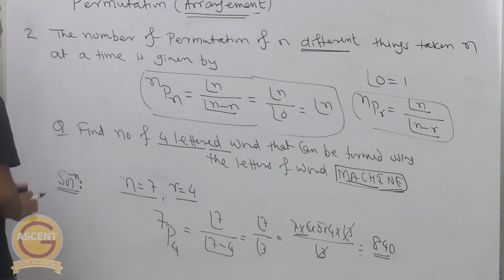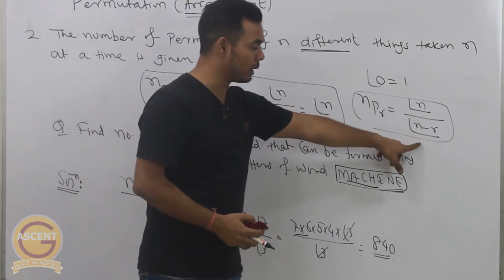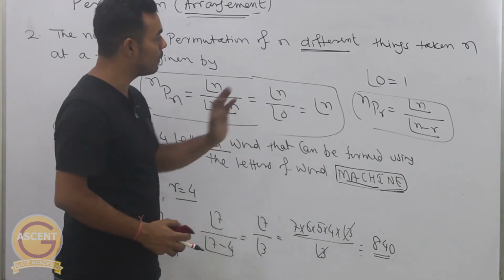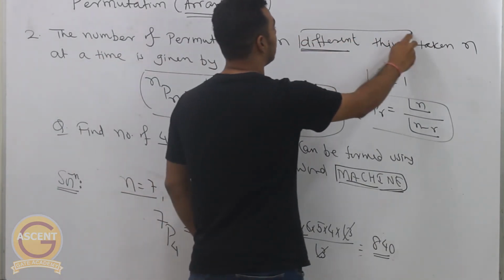So these are the two basic theorems that you have to remember. nPr will be factorial n by factorial n minus r. nPn will be factorial n. This formula you have to apply only when all the n objects are different.